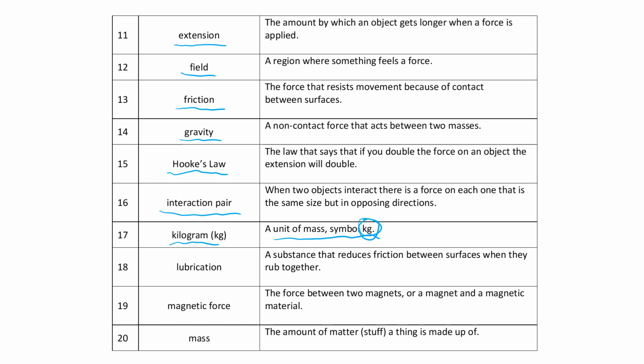Okay, so that is things like if you had oil on your hands, soap on your hands, or you had ice on the floor. It's a bit like lubrication. Magnetic force: the force between two magnets or a magnet and a magnetic material. Okay, is the magnetic force, I just said it. The amount of matter, stuff a thing is made up of, so the amount of particles that something is made up of is its mass.